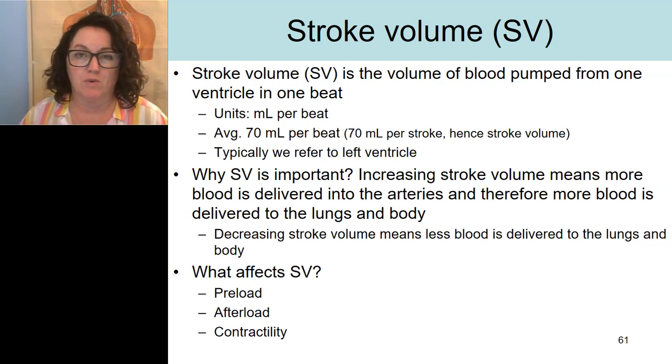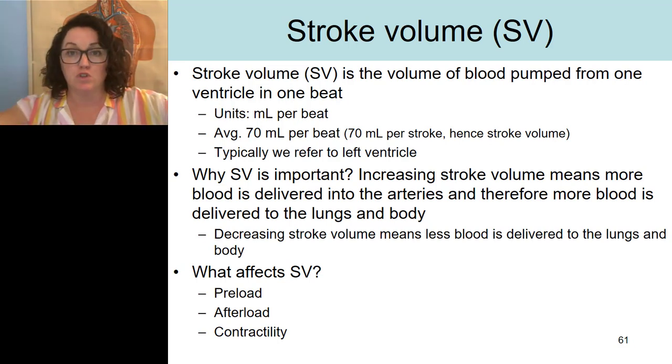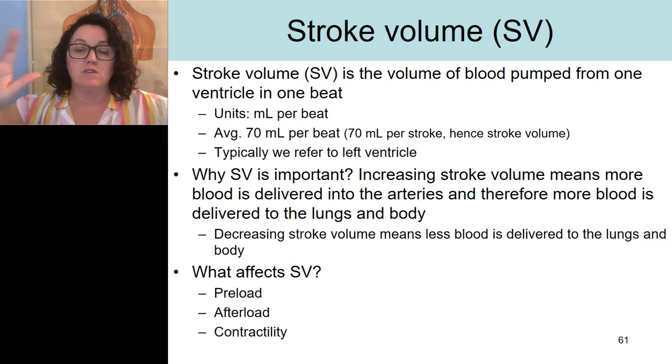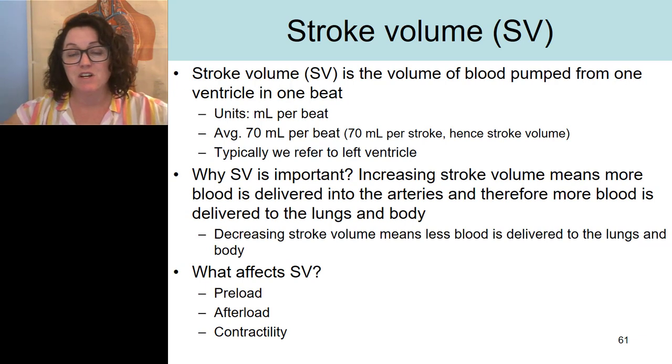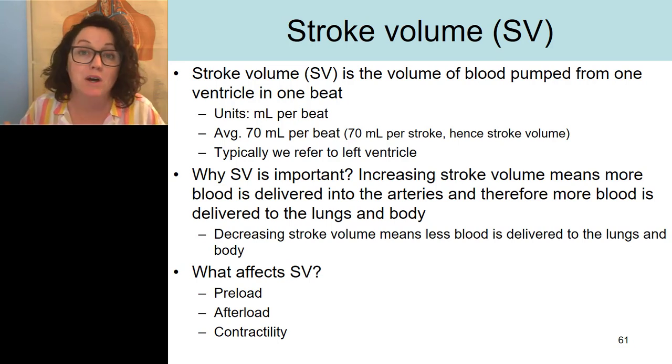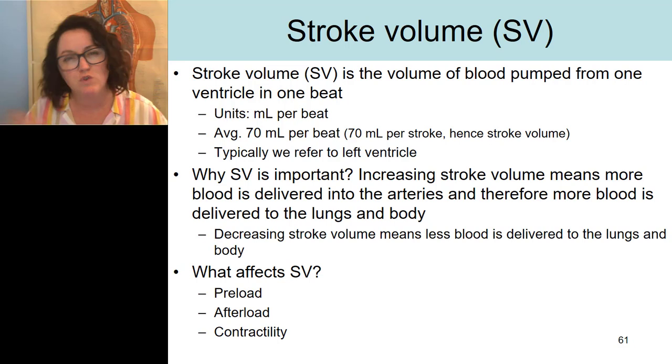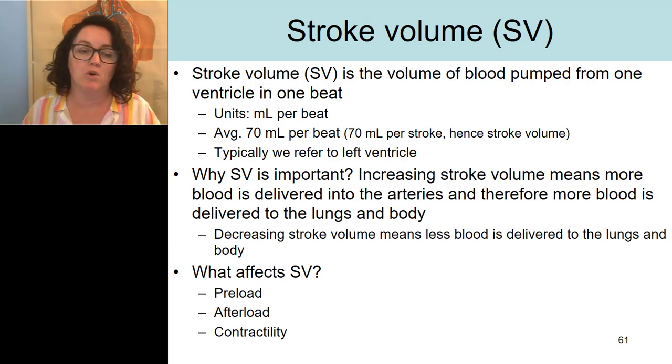Why is stroke volume important? Why am I doing a lecture video just on stroke volume? Well, if we can increase stroke volume, that means we're putting more blood into circulation, right? Which means more blood is delivered to the arteries and to the tissues that need it, right? So basically more blood is getting delivered throughout the body. So this is going to have a major impact on cardiovascular function. Decreasing stroke volume, on the other hand, means less blood is being delivered to our organs and tissues. So you can see how stroke volume is an important concept.